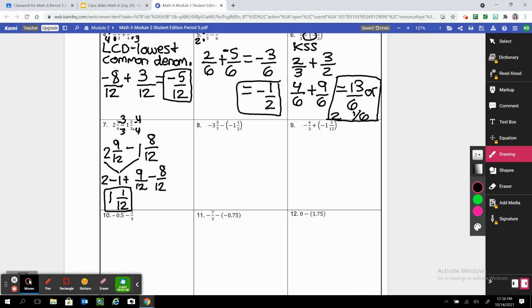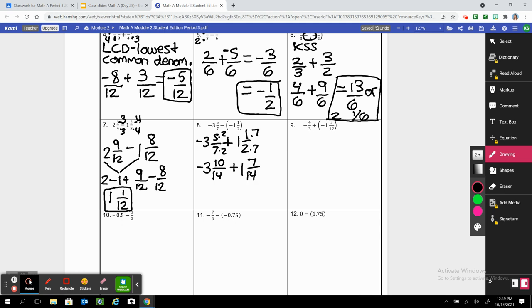So for problem number 8, I'm going to do keep switch. So I have -3 and 5/7 plus 1 and 1/2. So I'm going to find a common denominator of 14. So I will multiply the first fraction by 2. So it'll become -3 and 10/14. And the second fraction I'm going to multiply by 7. So it becomes 1 and 7/14.